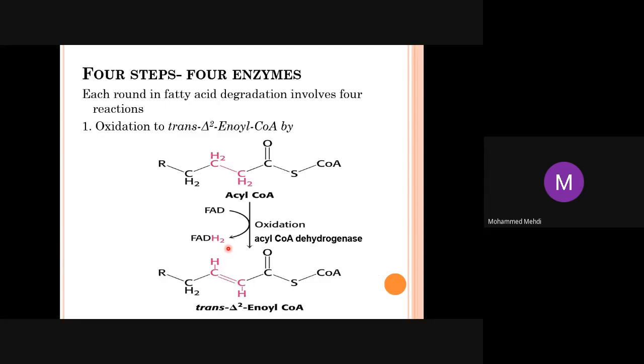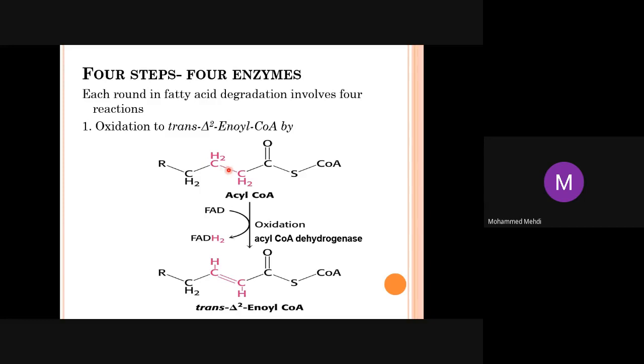Okay, now let us see the reactions step by step. This is the activated fatty acid. This is our coenzyme A. This is our carboxyl group. Next to this carboxyl group, we have carbon number 2, carbon number 3. There is oxidation between carbon number 2 and carbon number 3. They are the carbon location where oxidation occurs.